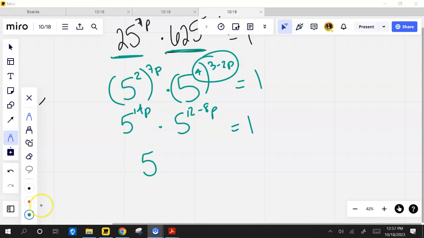Yeah. I'm going to add these exponents together to keep this base the same.